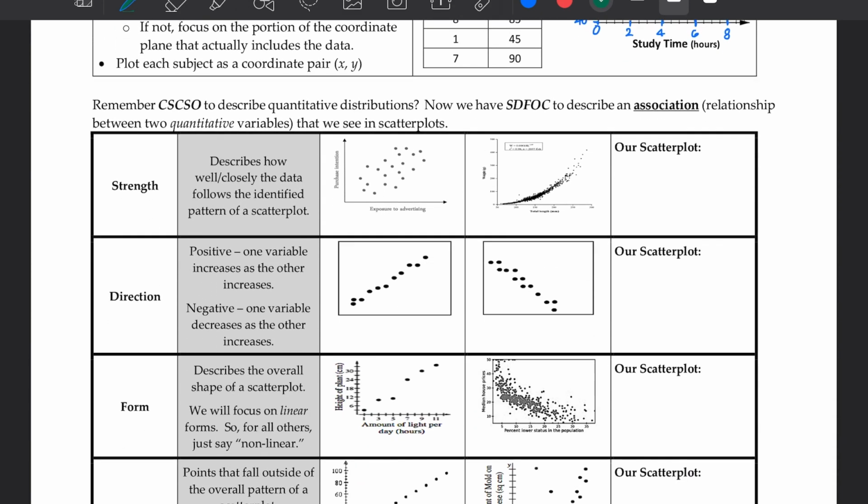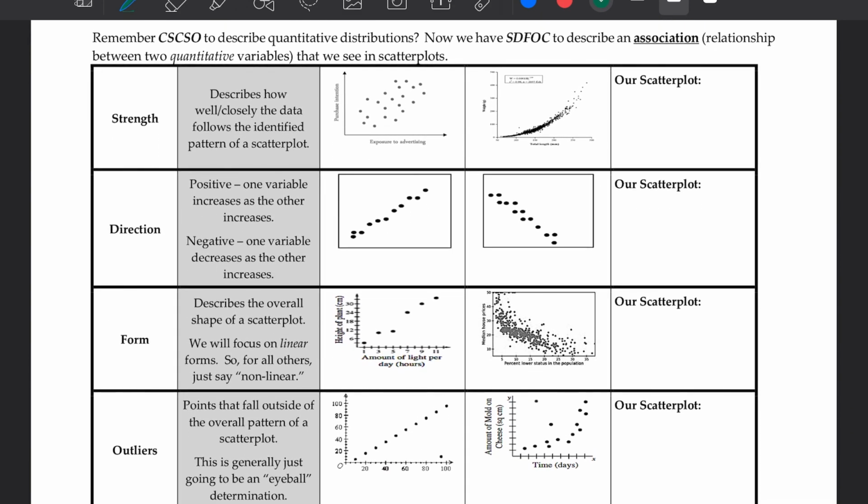So just like with univariate data, with histograms and box plots, we can describe these using particular features of what we're seeing. So this is going to go over the different things. Just like we had CSCSO, this one, the acronym is SDFOC. The acronym's not as important and the order is not important. It's just making sure you hit all the things that you're supposed to be hitting here.